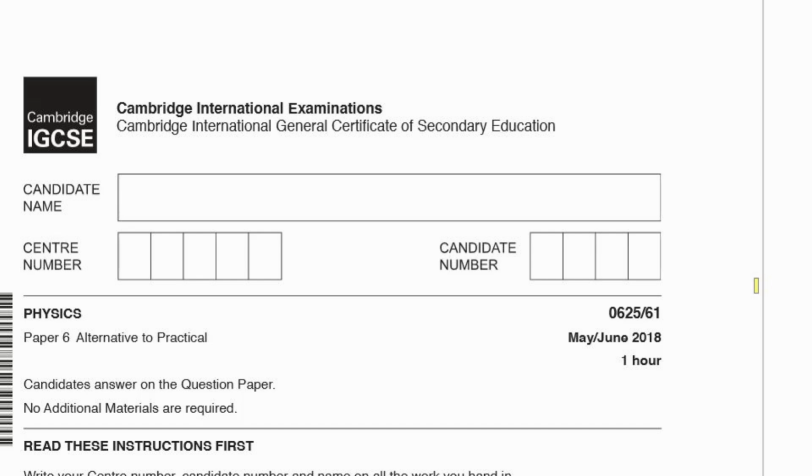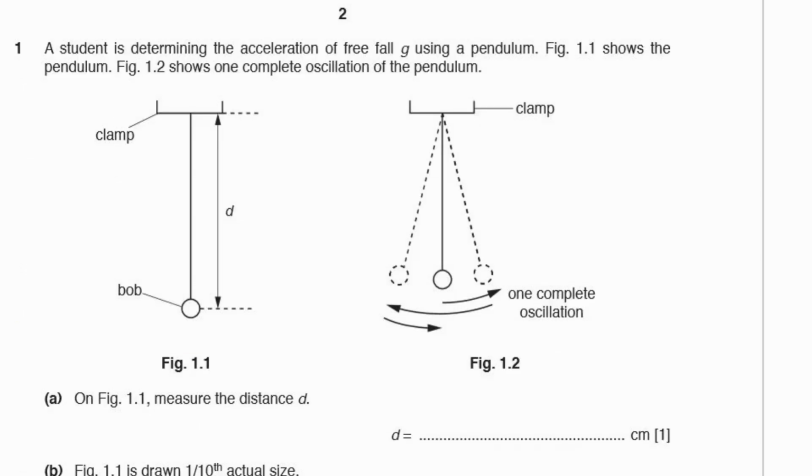Okay, the paper we're going to run through today is paper 6, the alternative to the practical. This is the alternative to the practical paper, the one that you do instead. This is May-June 2018, and the exam code here, 0625. This is paper 6-1. Alright, so let's start running through that now.